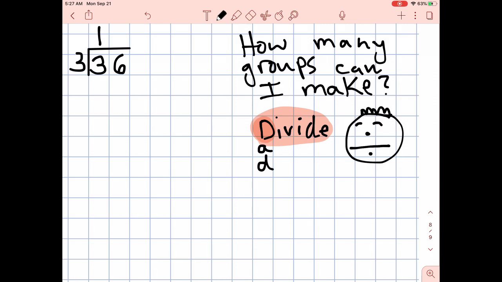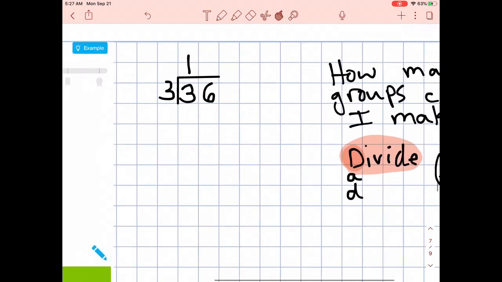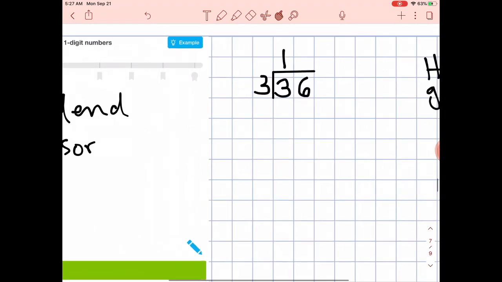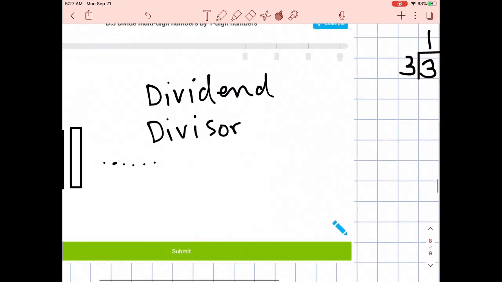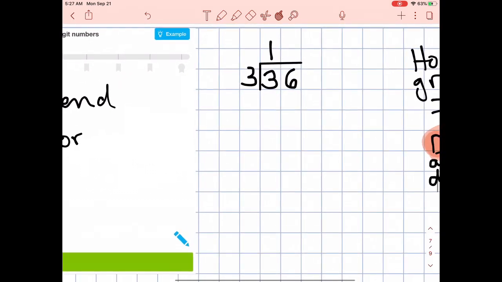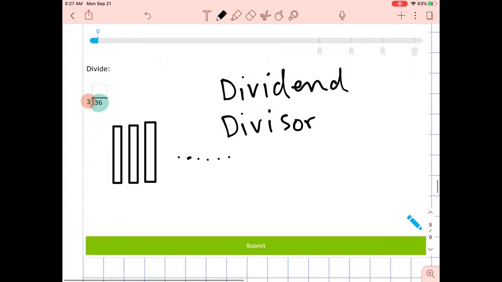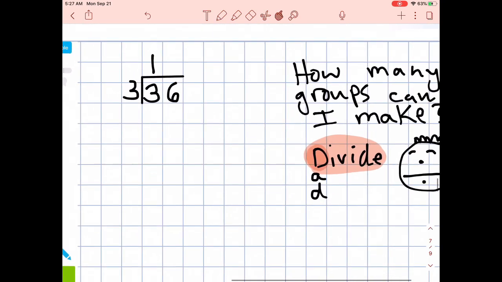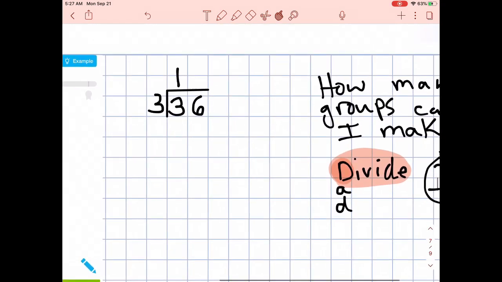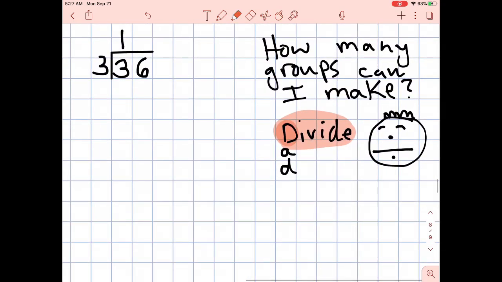Next step, I want to say how much of my answer here did I just group up? I said, how many groups can I make? I made 1 group of 3. And so how much is that? It's 3. How do we find that answer? I go 3 times 1 is 3. That was a multiplication problem. So my next step is multiply.